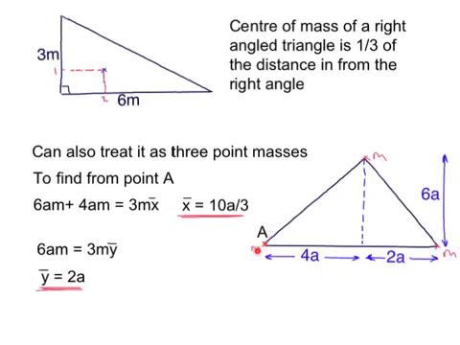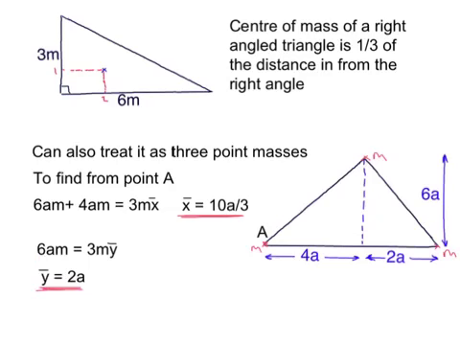So from point A, x bar wise, we have this distance of 6 times that mass plus this distance of 4 times that mass, so those are the moments of those two, all equal to the total mass of 3m times x bar. So add those, divide. I haven't included that mass in this because I'm doing it from point A. It has no moment about the point I'm taking moments from. So do all that and I get 10a over 3, which makes sense looking at the question.